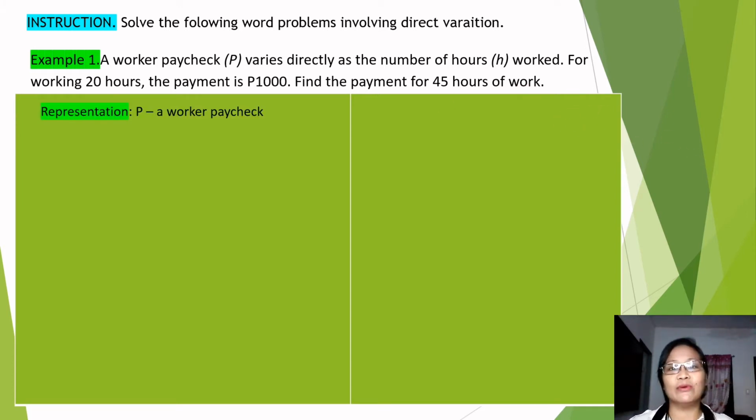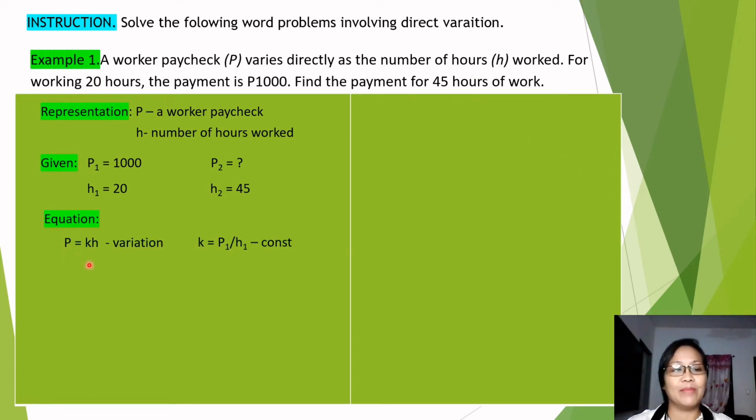First, we need to give the representation. P, worker's paycheck. H, number of hours worked. And of course, for our given, we have P1 is 1,000. P2 is the unknown. H1, 20 hours, and H2 is equal to 45 hours. For our equation, P is equal to KH for our variation, and K is equal to P1 over H1 for our constant. For solving for K, K is equal to P1 over H1.